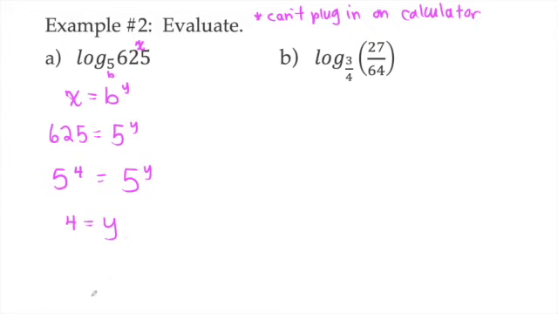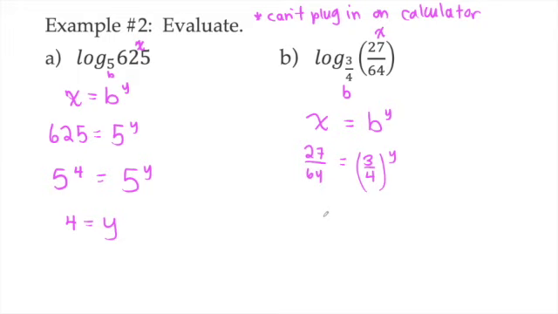Okay, so that is how you would solve or evaluate this question. So your answer would be 4. Okay, for this one, log base 3/4 of 27/64. Again, it's easiest to go b, and then this is your x. Then you're going to substitute that into your exponential form equation. So your x is 27 over 64, equal to (3/4) to the y.